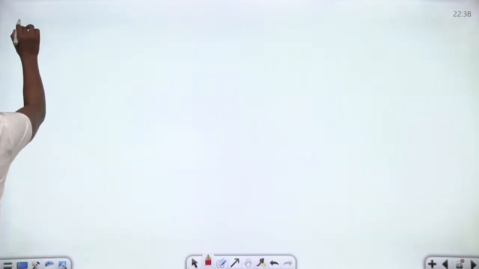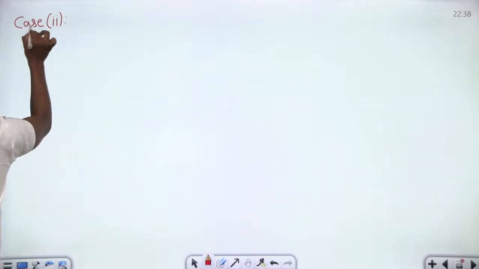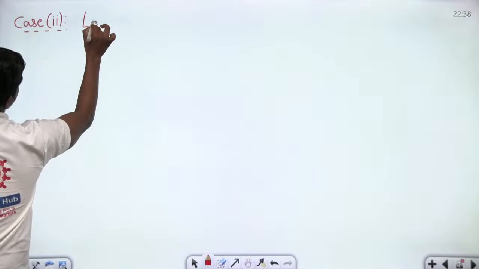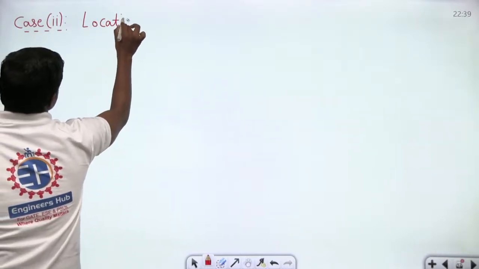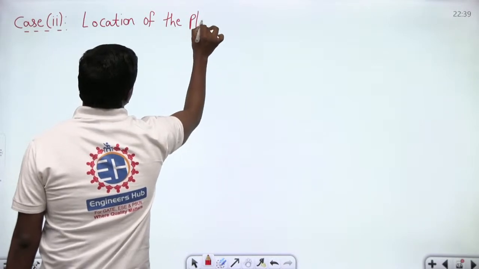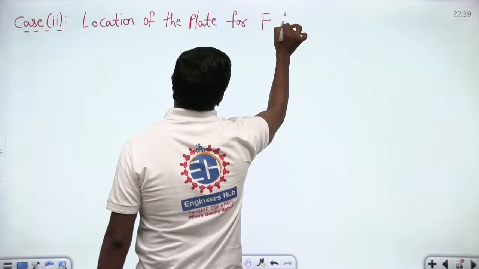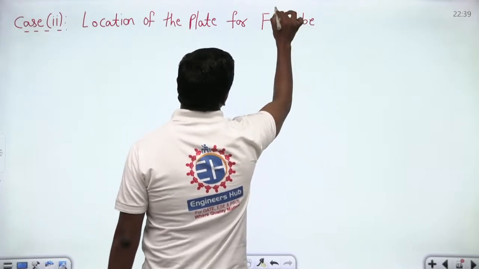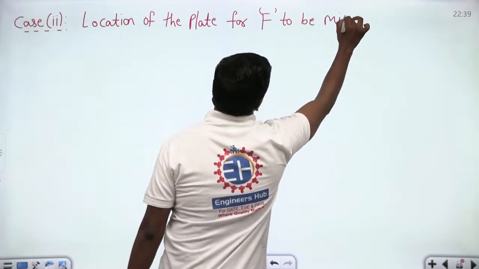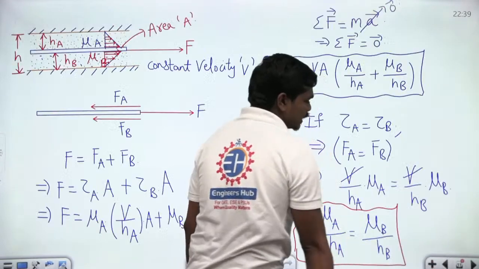So case 2. Location of the plate for F to be minimum. And what is F? The force that you are pulling this plate. Correct? For F to be minimum. Now one thing is very clear.